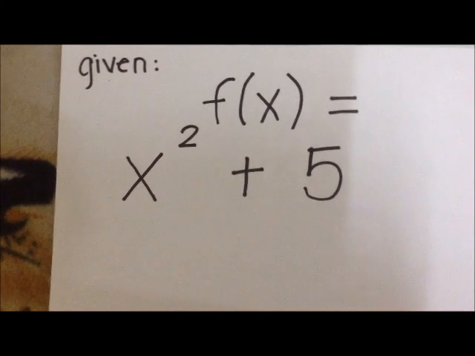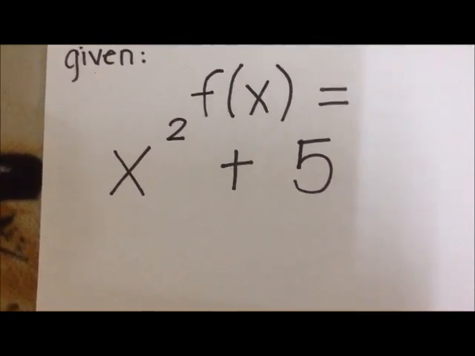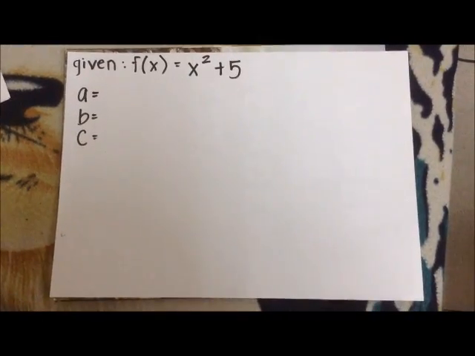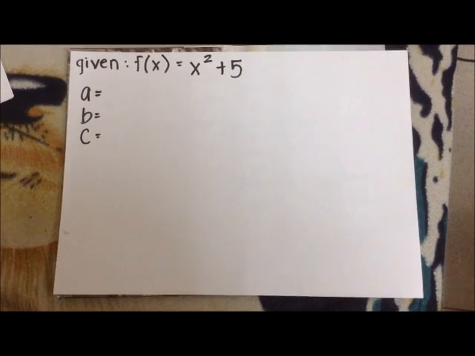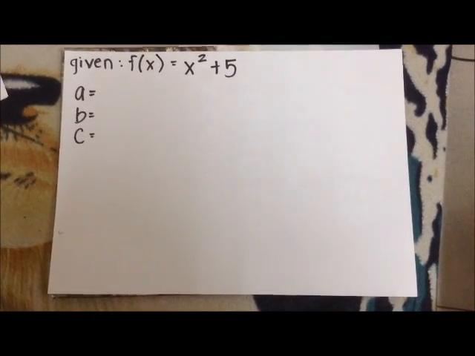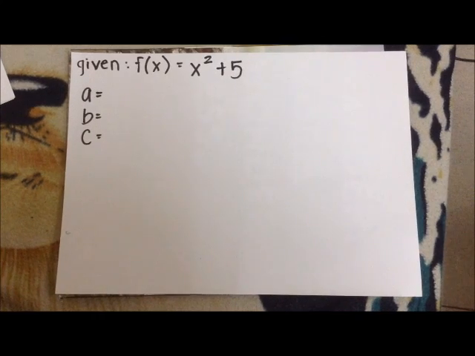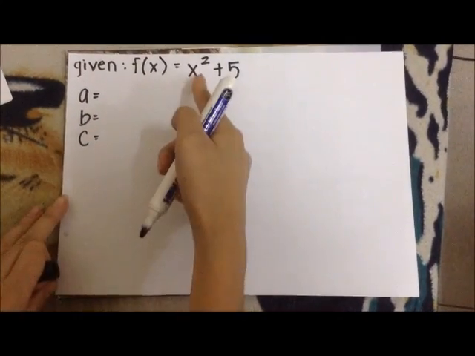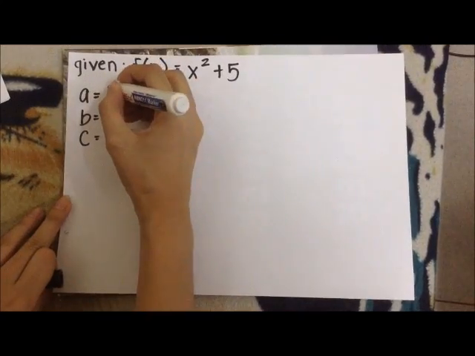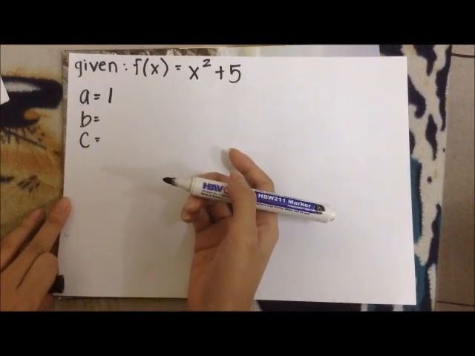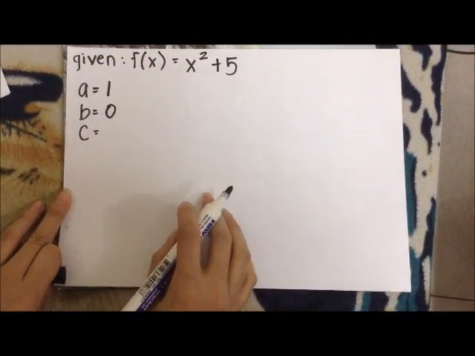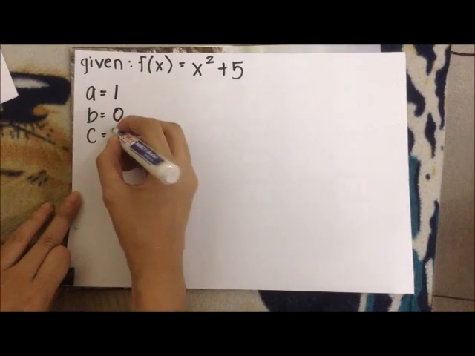To start off, this is the given quadratic function. f of x is equal to x squared plus 5. So in the given quadratic function, we must first identify the numerical coefficients for a, b, and c. For a, since x has only 1, we put 1. There is no b since there is no value for x, so it is 0. And for c, 5.